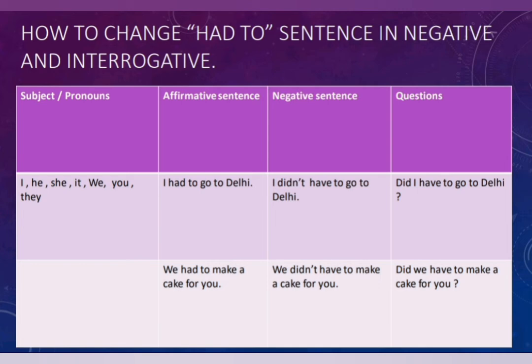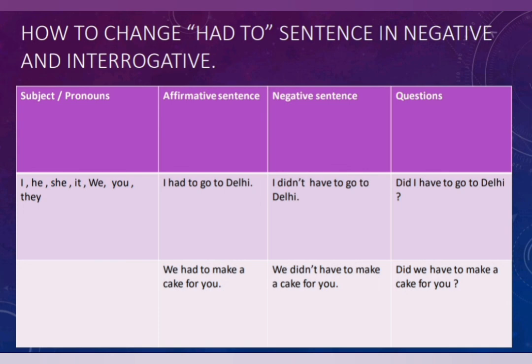Dear students, please remember when we write these sentences in negative and interrogative forms, we never use has to or had to. We only use have to as the basic structure, because the basic structure is have to. So with do and did, has to and had to is never used. We always use have to only. Like, I don't have to go to the market. She does not have to.